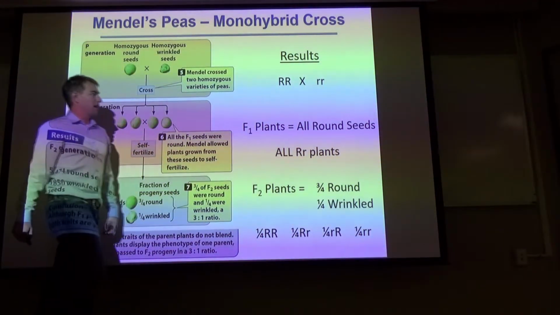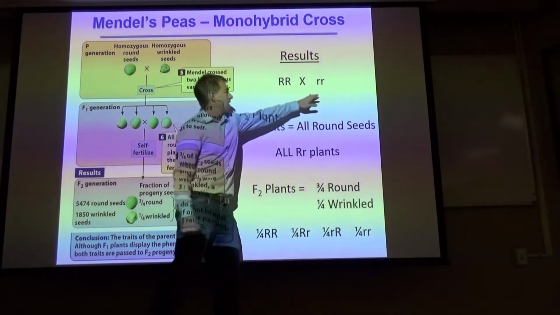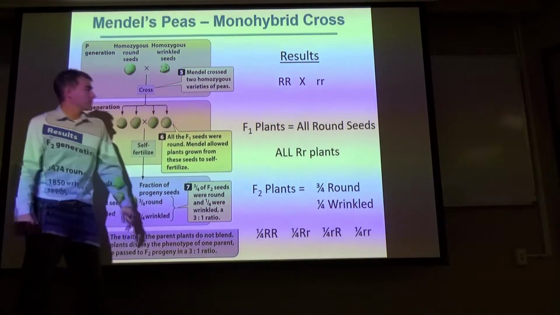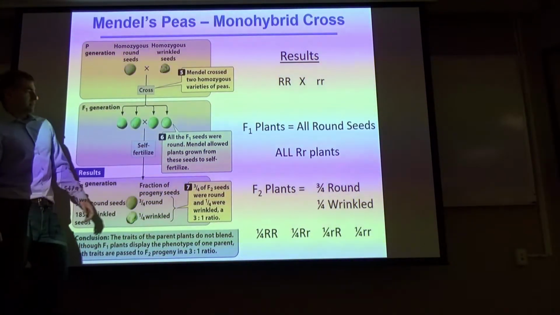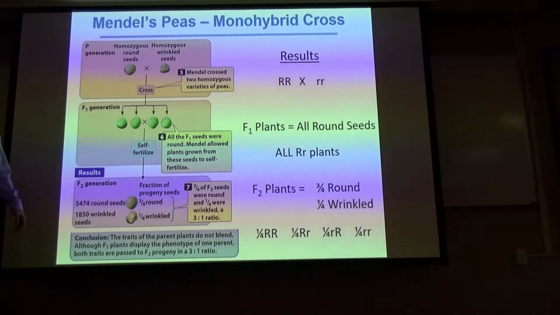If you cross those two things together, we had to be getting at least one big R from dad and one little r from mom. So all those F1 seeds were going to be heterozygous plants, one big R allele, one little r allele.